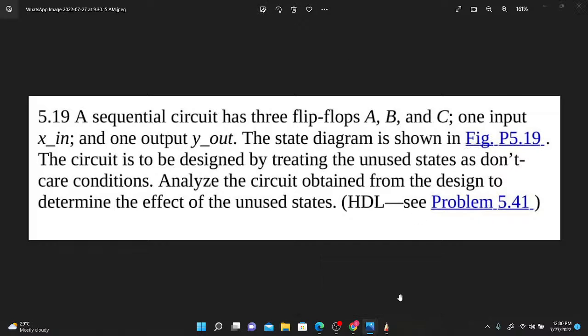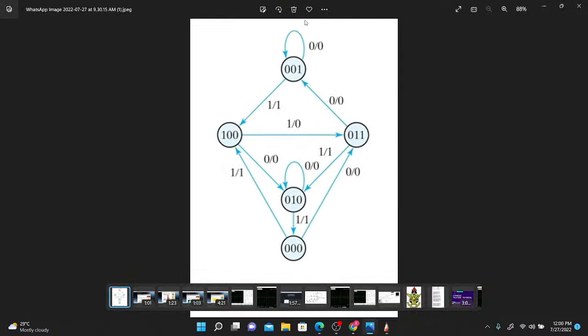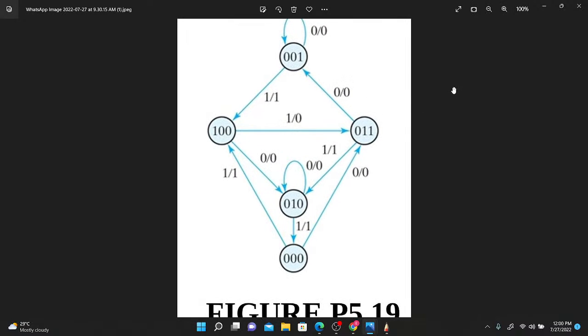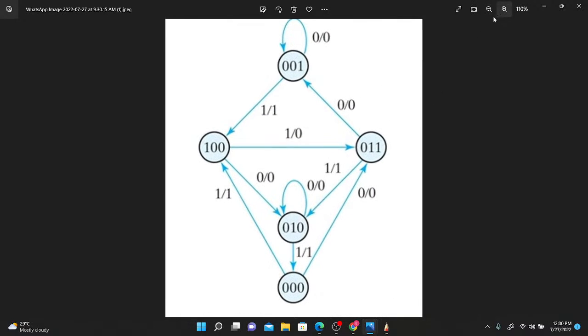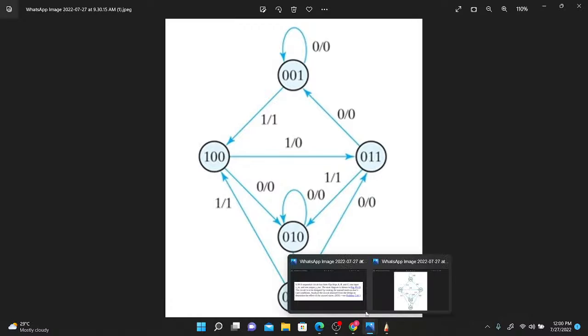So this is the state diagram. You can have a look at it. Very, very good state diagram.